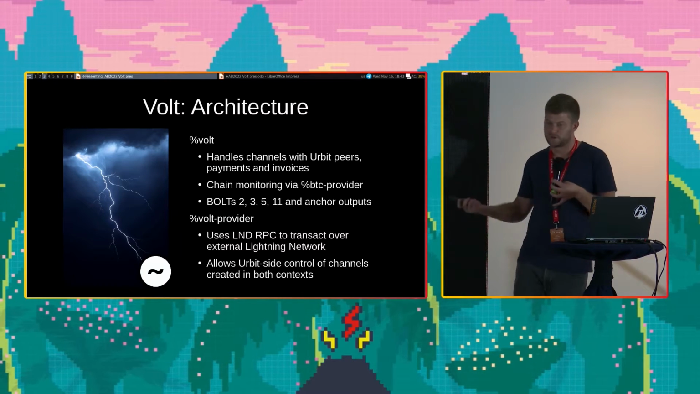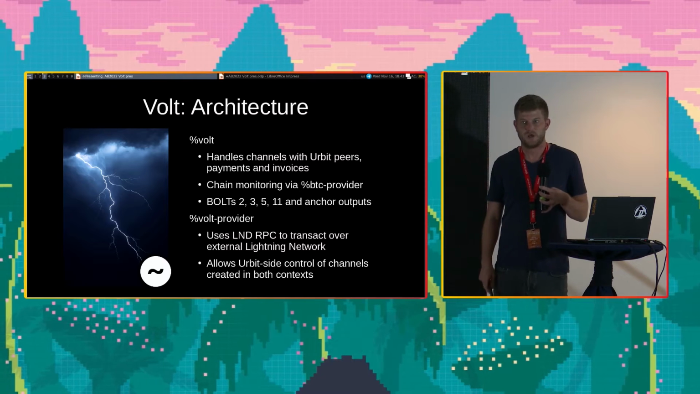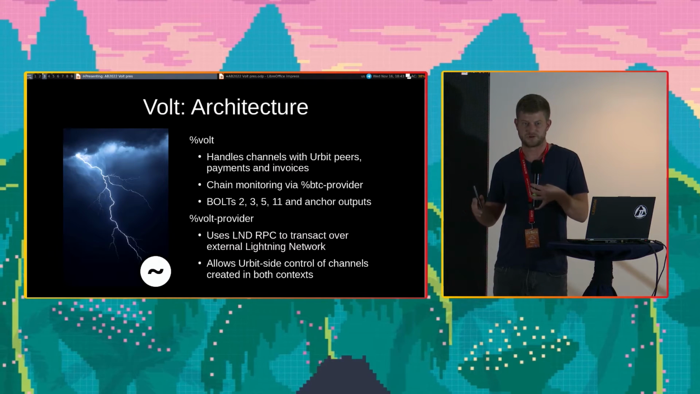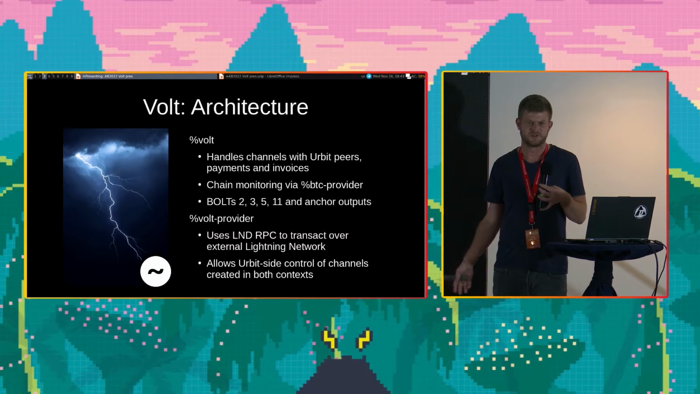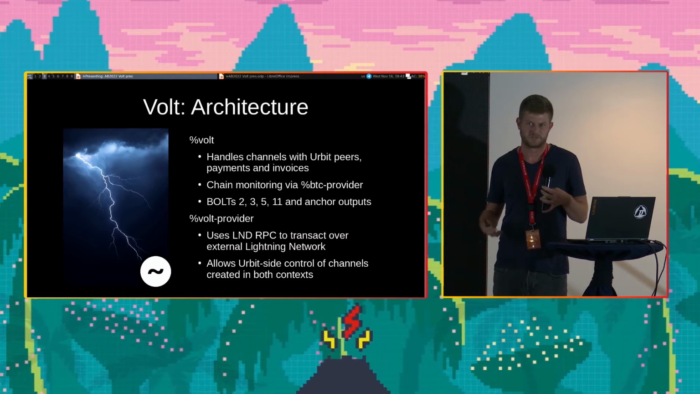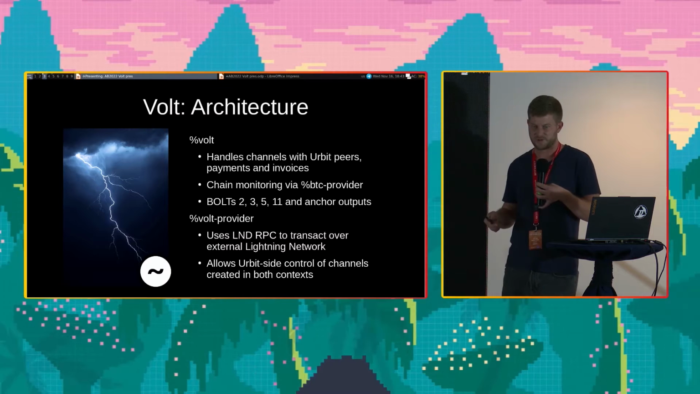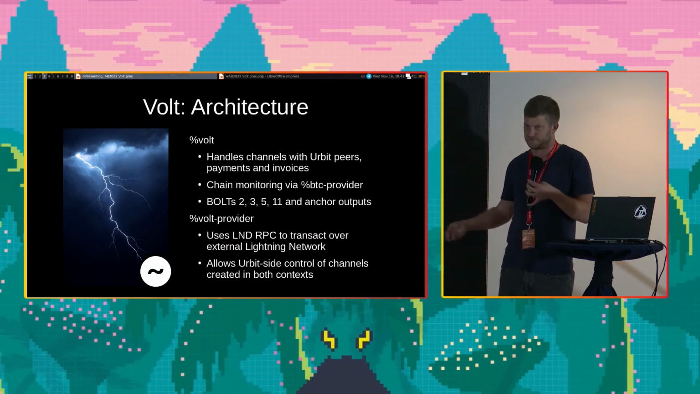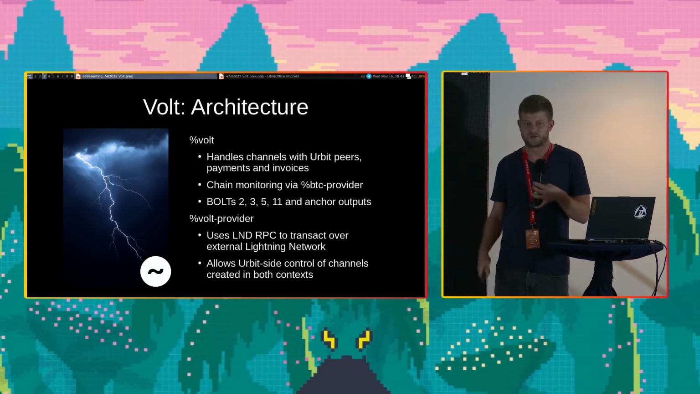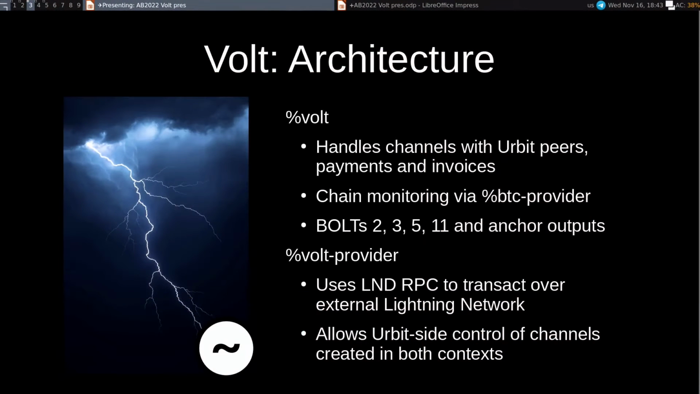The architecture of Volt, the Lightning implementation on Urbit, is that it has two components. These are agents, which are similar to daemons in other systems. They're basically a state machine with an ACID database that's network addressable by my peers. There are two. The primary one, as you might think, is Volt. That handles channels between Urbit peers, payments over those channels, generation of invoices. It implements most of the Bolt spec.